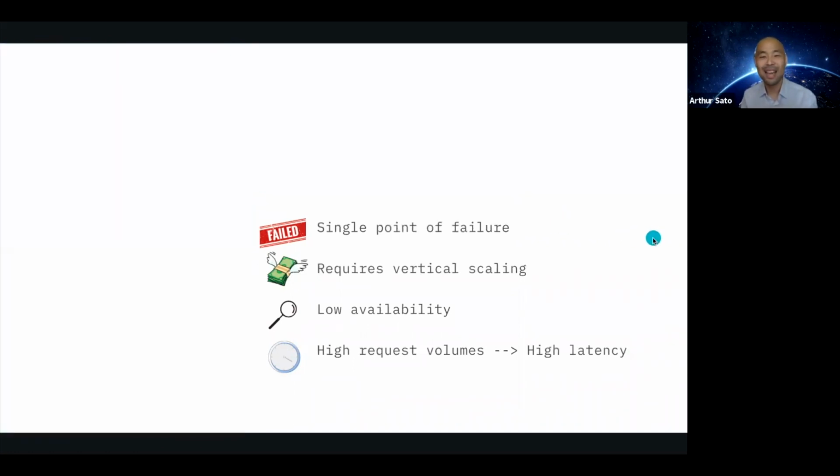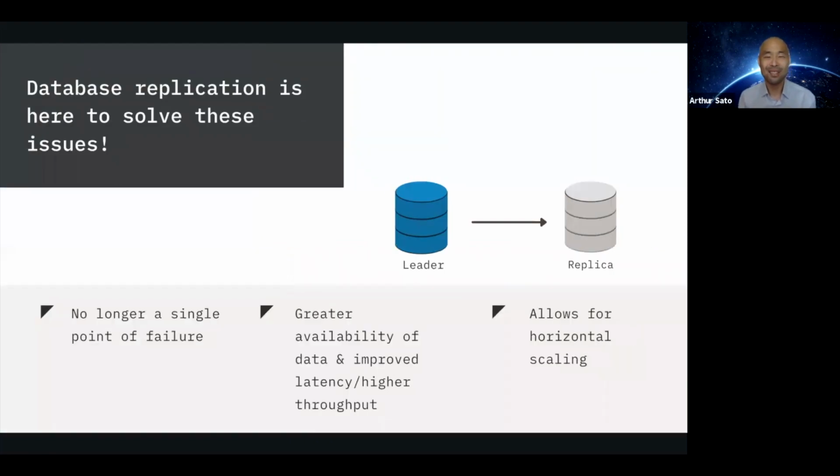Thankfully, we have database replication to help us out with this. We would have a primary database become what we call a leader node, and then we would replicate that data to a replica node. We've solved our single point of failure issue, leading to greater availability of data. And we're now in the horizontal scaling realm where we don't have to scale upwards, but we can scale out, adding more machines. Adding more machines scales price-wise linearly, as opposed to exponentially with vertical scaling.